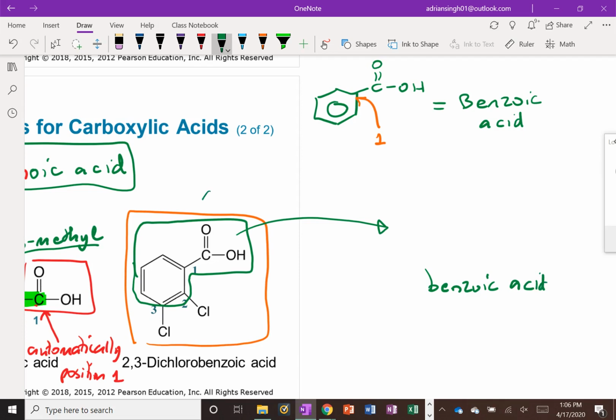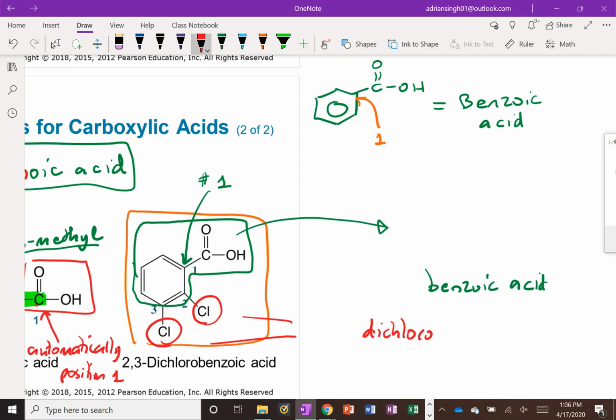Which means this carbon here has to be carbon 1. And then if we see any other groups hanging off of the ring, in this case, we have a chlorine and another chlorine, so that would give us a dichloro. All right, then we need to number that ring to give the lowest number possible to those substituents.